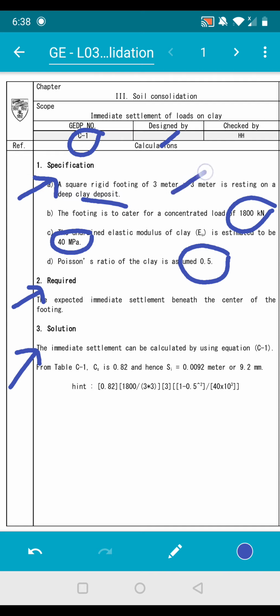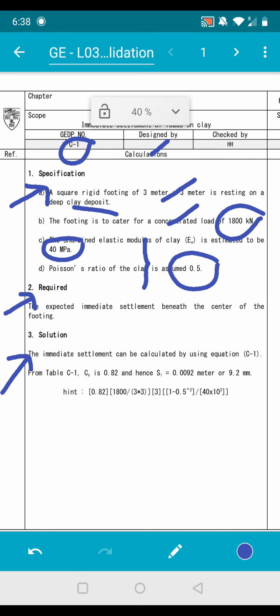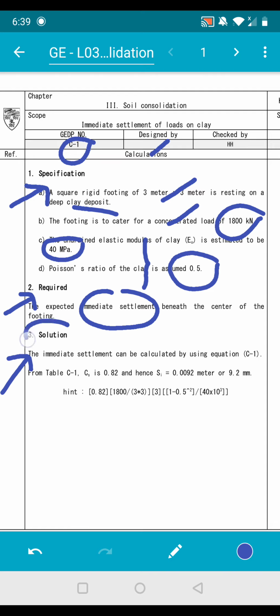This is from the structure, foundation, you have your loading, and then you're going to come with your soil properties. So everything is related. That's why you need to know all the studies related to soil to move on with this type of solution. Now what is required? The expected immediate settlement beneath the center of the footing. So the keyword is immediate settlement, and for the solution, just go straight to the formulation given in your notes, which is equation C1, and just replace this accordingly. So if you look at the hint, this is the solution, and in the end your immediate settlement is 9.2 mm.